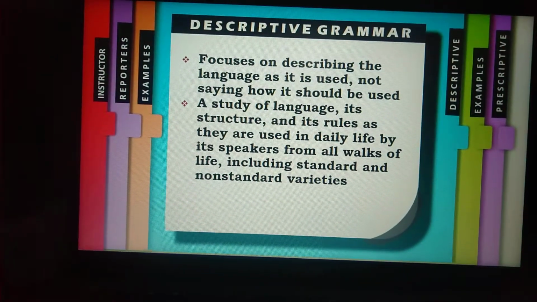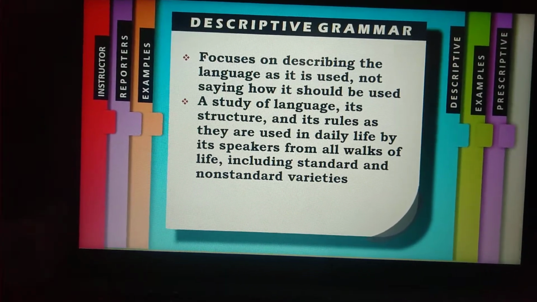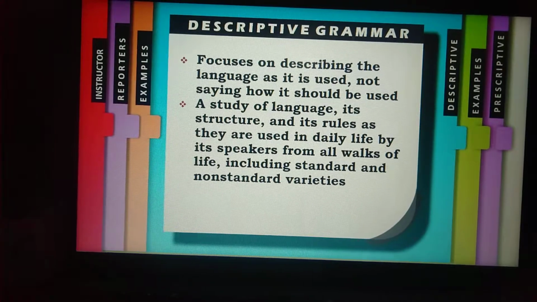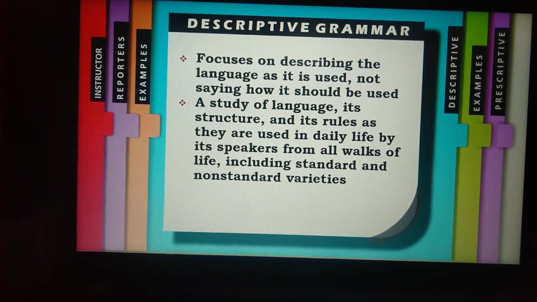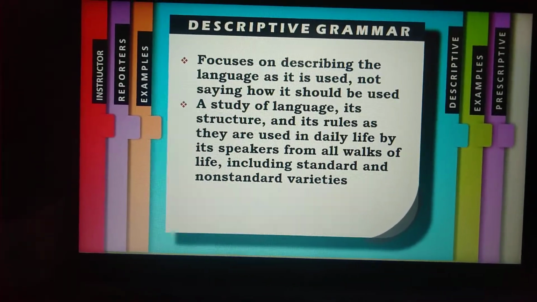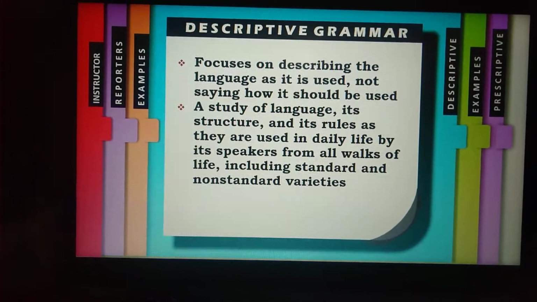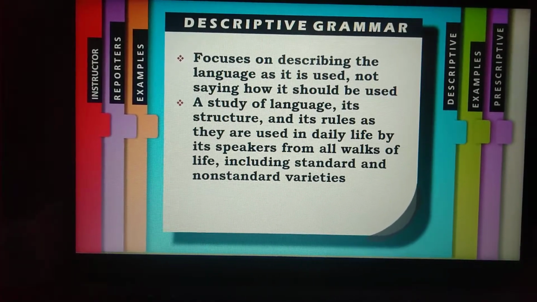Descriptive grammar. Descriptive grammar focuses on describing the language as it is used, not saying how it should be used. It is a study of language, its structure, and its rules as they are used in daily life by its speakers from all walks of life, including standard and non-standard varieties.